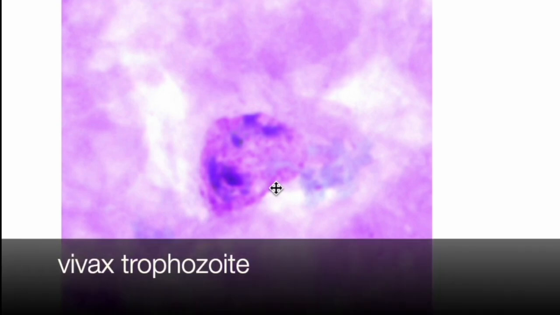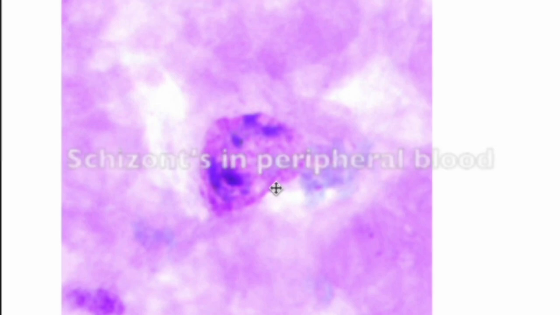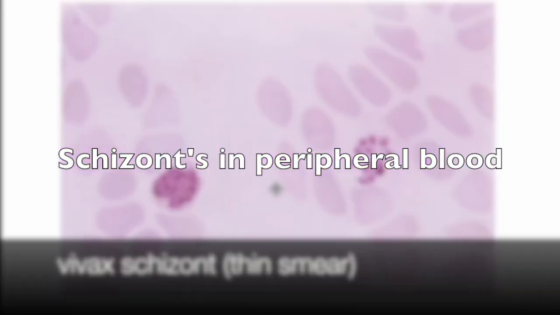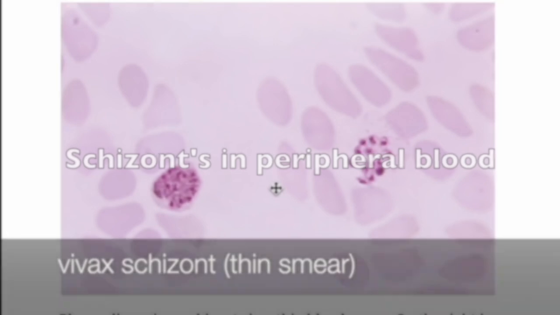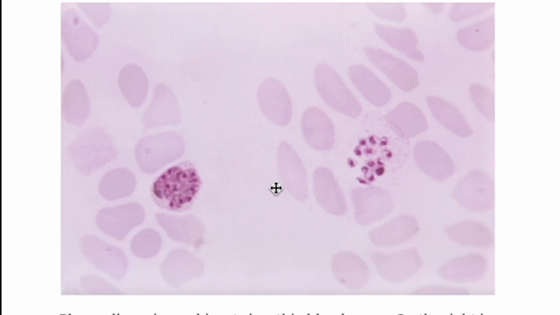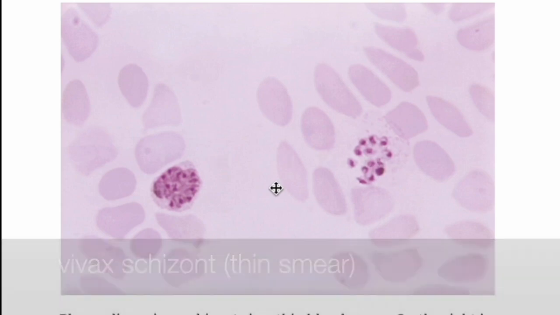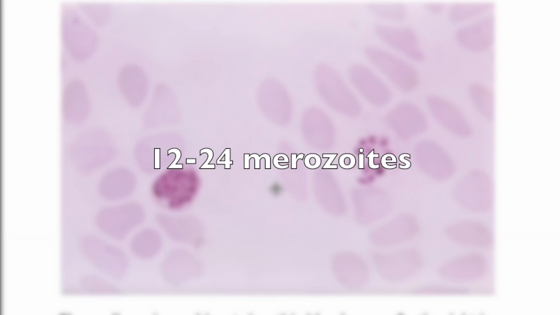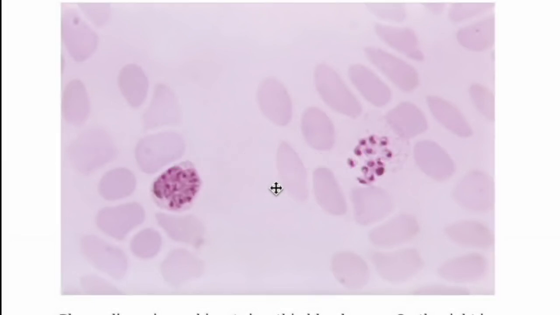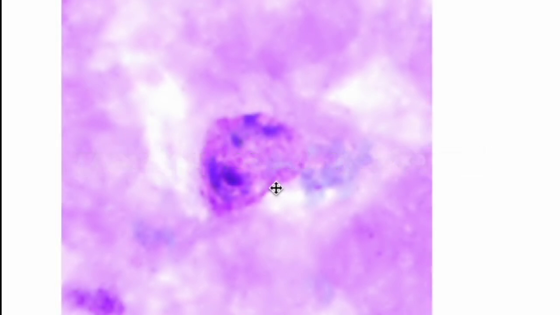The trophozoites are highly amoeboid. This is unlike the more compact forms of P. falciparum. The schizonts are common in peripheral blood. You don't tend to see schizonts in P. falciparum infections. It's more the ring stages when you take blood from a patient. So the Vivax schizonts usually contain 12 to 24 merozoites. The gametocytes are also unique. Unlike the banana shapes of falciparum, these ones are round or oval for Vivax.